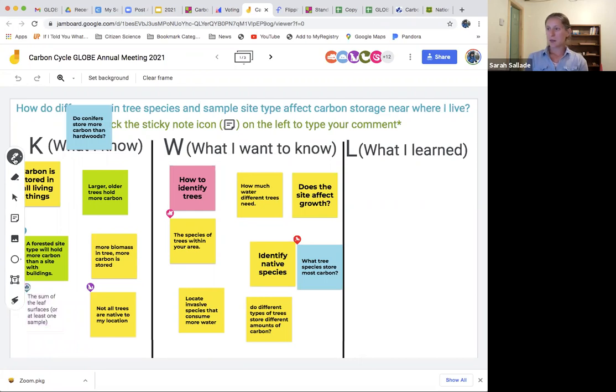I see that people understand that carbon is stored in living things, that larger, older trees hold more carbon, that the more biomass in a tree, the more carbon is stored, that a forested site will hold more carbon than a site that contains buildings.